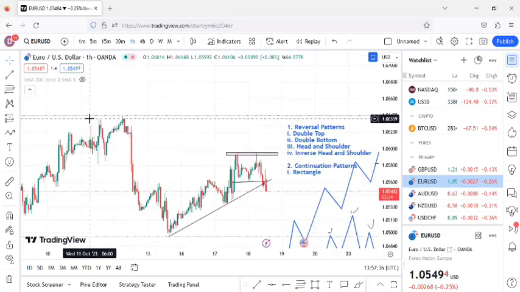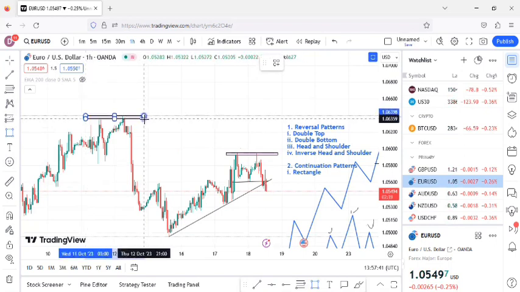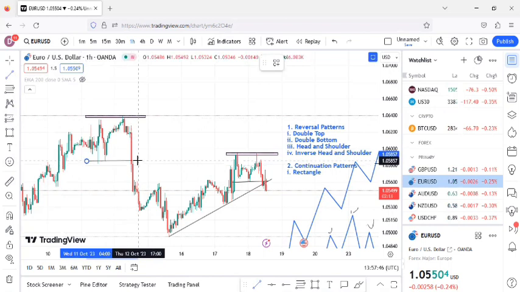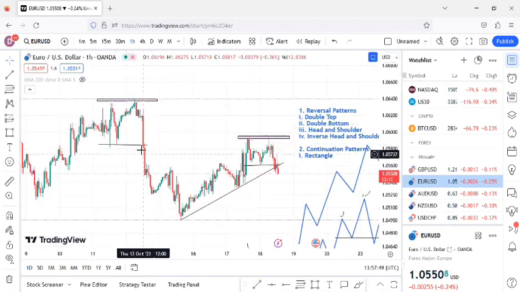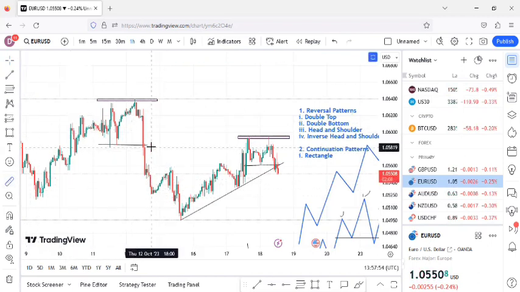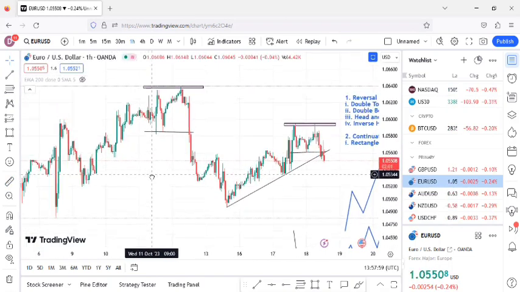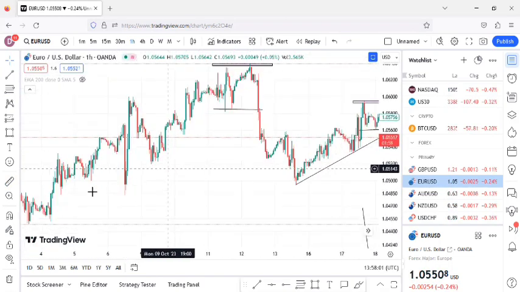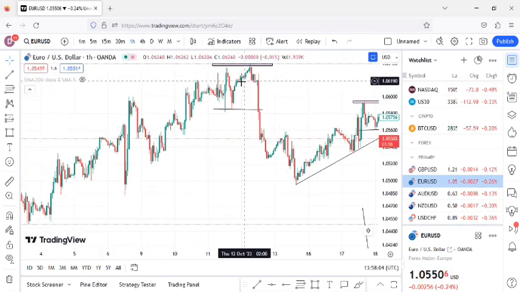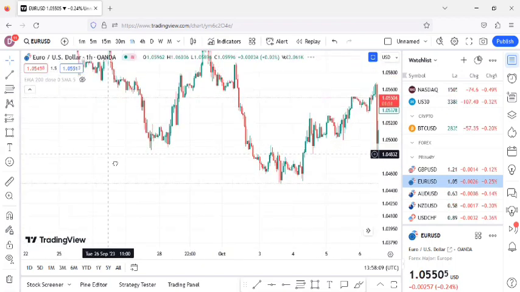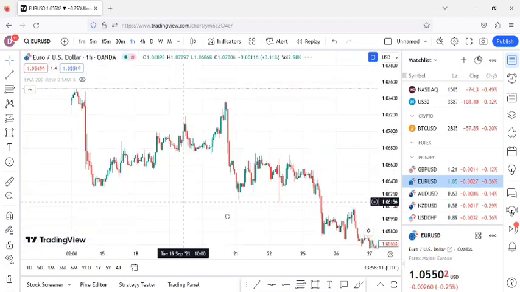Then, if you look at this one again, this is another double top, still in an uptrend, and this is your neckline. What happened after the neckline break? You can see the fall here, from here to here, 82 pips. Where did you see it? At the top of an uptrend. That is double top. Now let's go and look for double bottom.